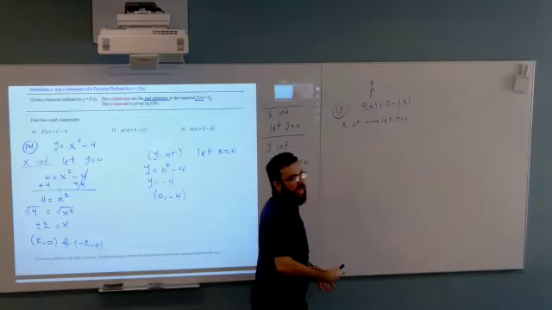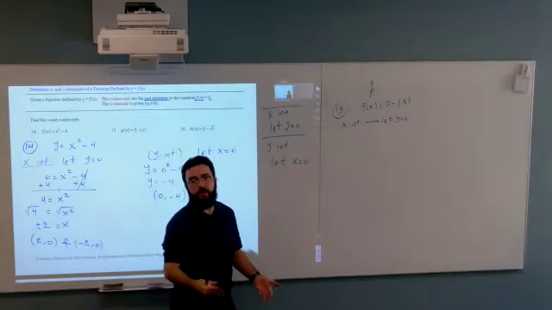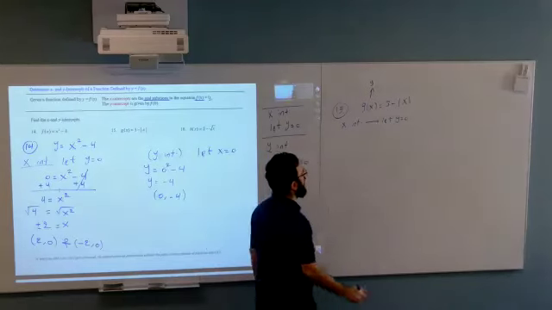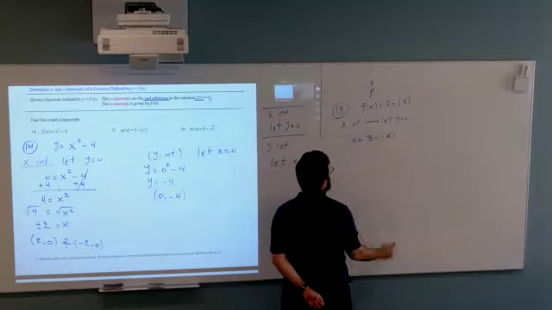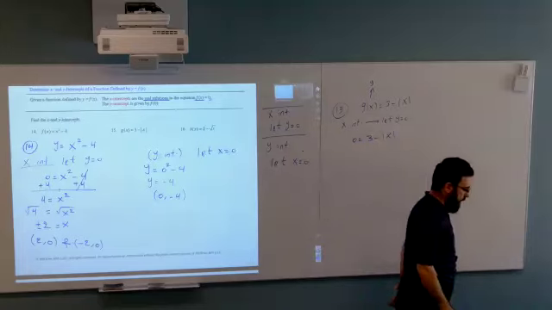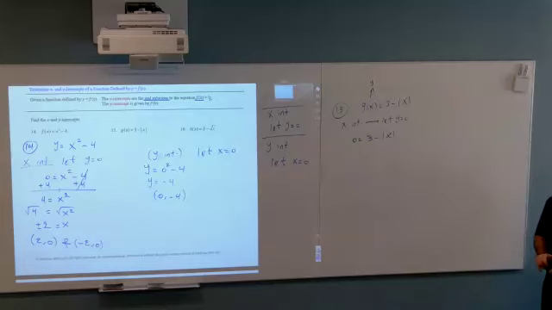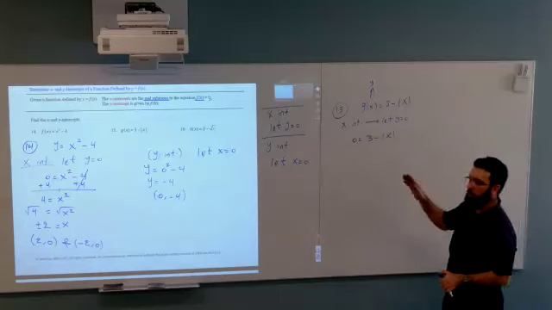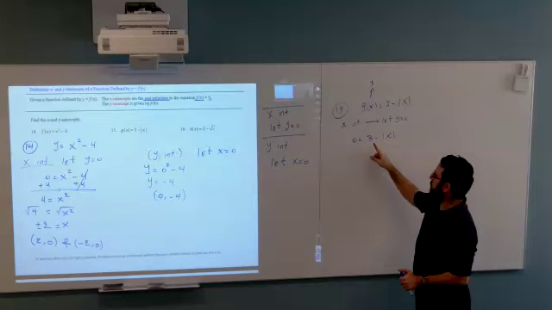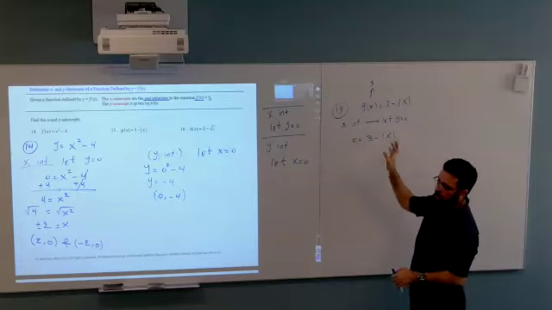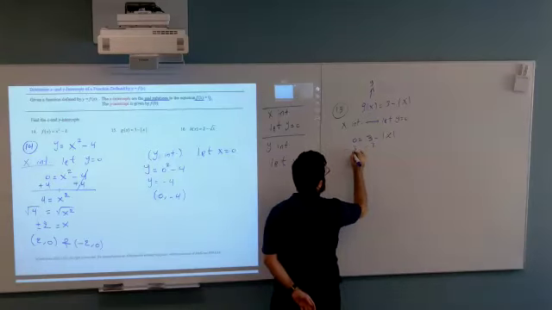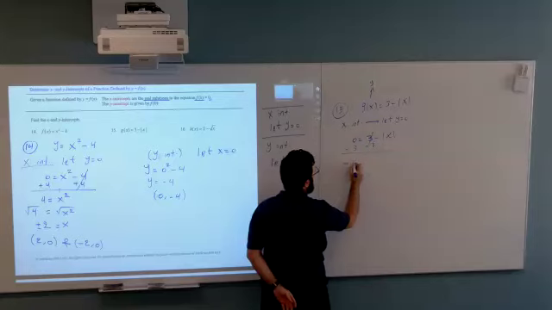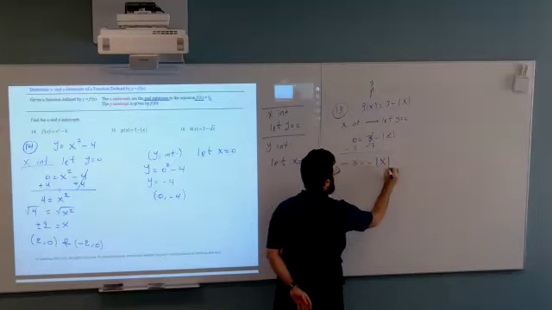It is the image of x, the output of x. We're going to put 0 here, equal to 3 minus absolute value of x. Now how am I going to solve this one? Subtract 3 from both sides. The 3s cancel here, so negative 3 equals negative absolute value of x.